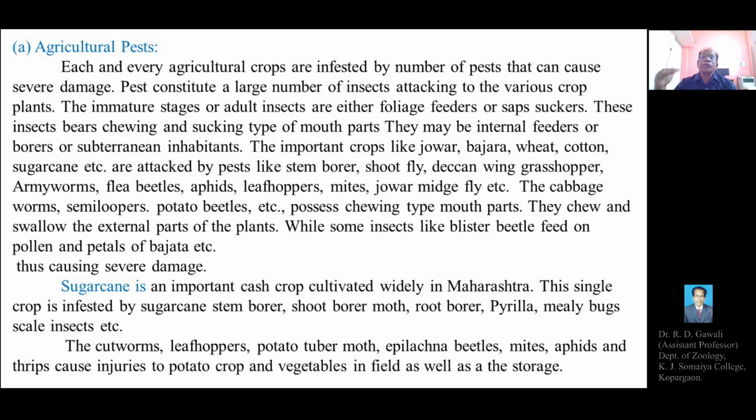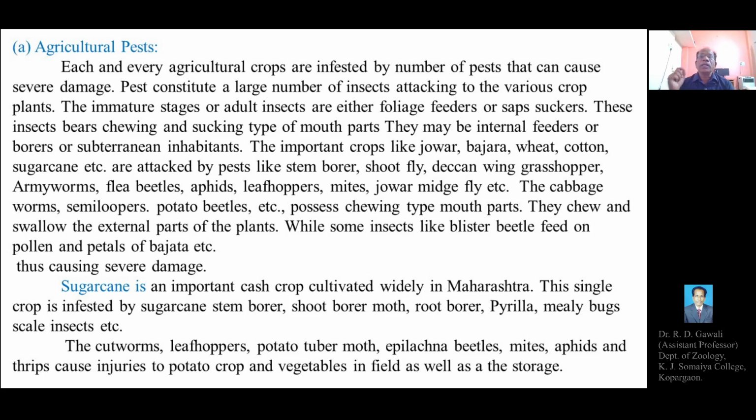So there are different types of agricultural pests which are attacking agricultural crops and causing their loss or damage. To explain the different types of pest, the one important pest which is related with loss or damage of the agricultural produce or the agricultural crops in the field are agricultural pests. So the first type of pest is the agricultural pest.